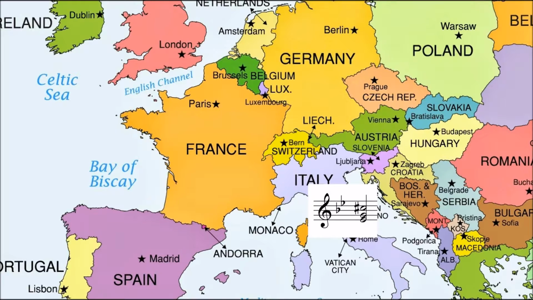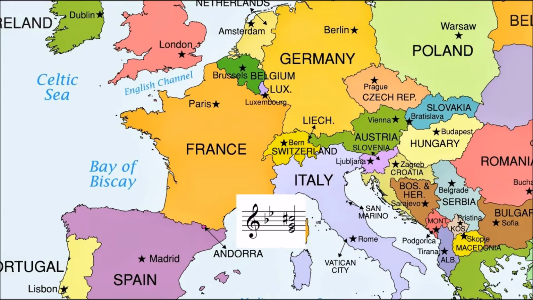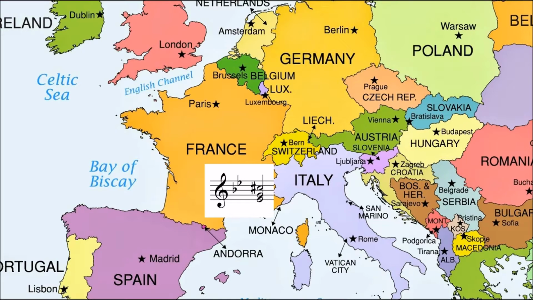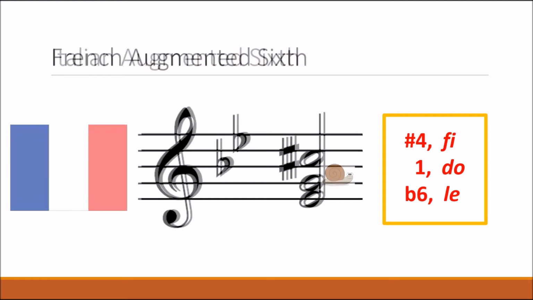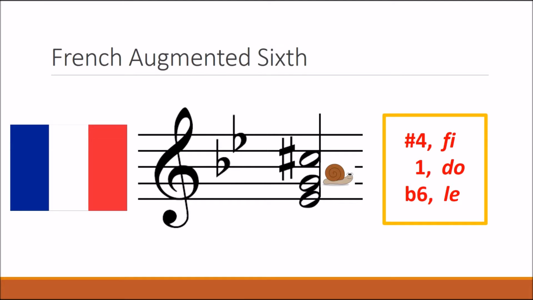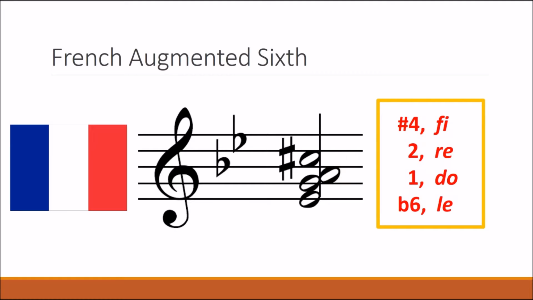But that's not all. This isn't the only type of augmented 6 chord. The French augmented 6 is built exactly the same way as the Italian augmented 6, but with an added 2nd scale degree, or re. To me, it sounds even more rich than the Italian augmented 6. It has a very characteristic sound that makes it unique from other chords.